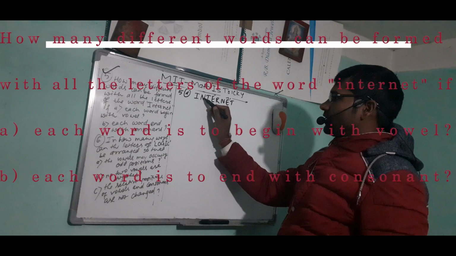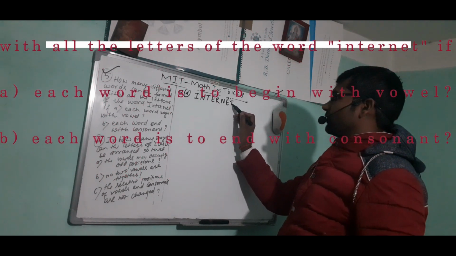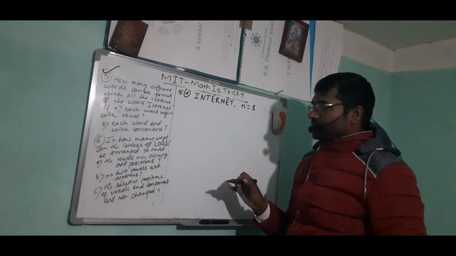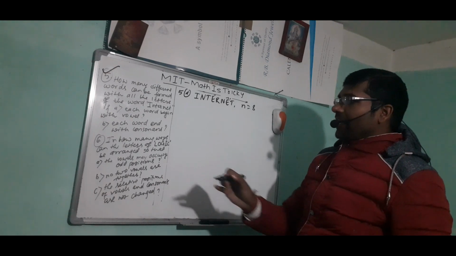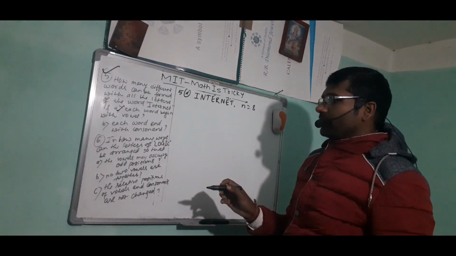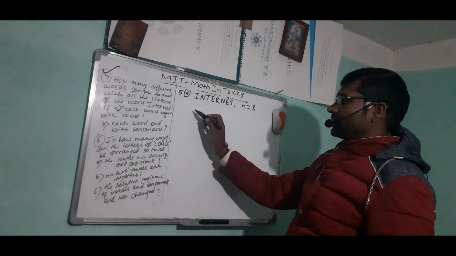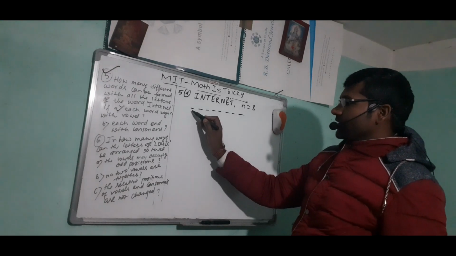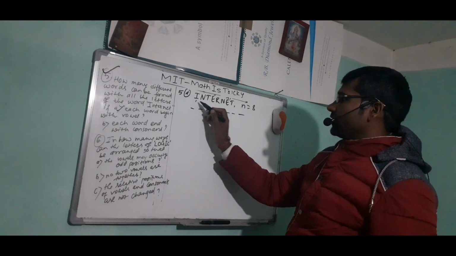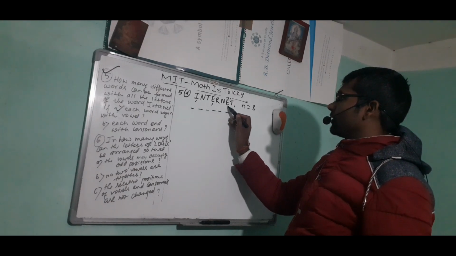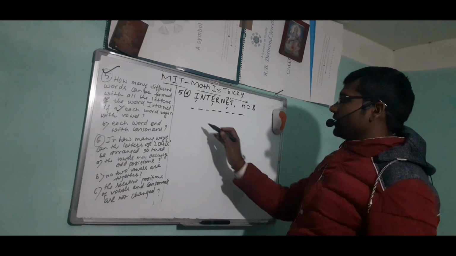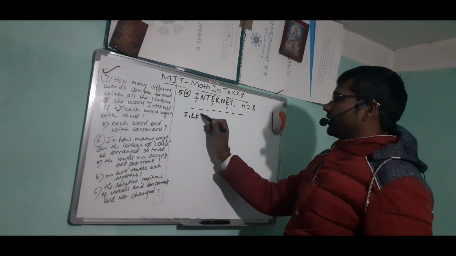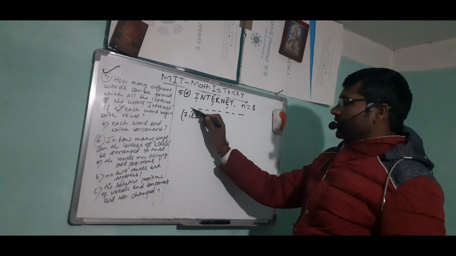So 1, 2, 3, 4, 5, 6, 7, 8. The total number of letters is 8. We have to arrange them so that each word begins with a vowel. So the first place will be occupied by only a vowel. We have 3 vowels: I, E and E.